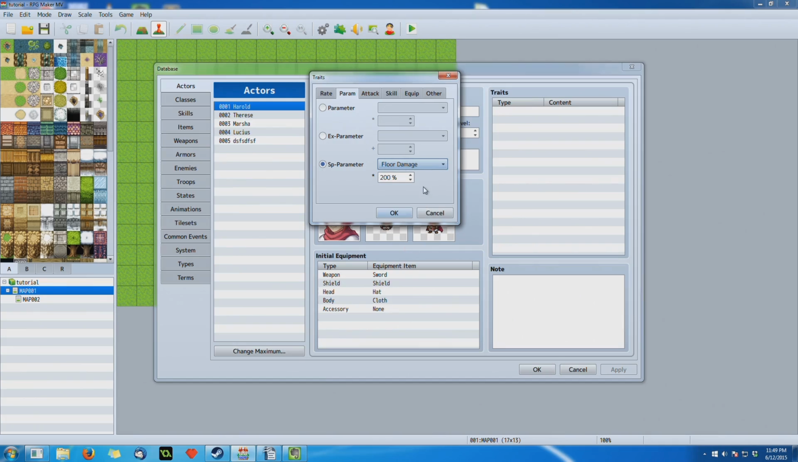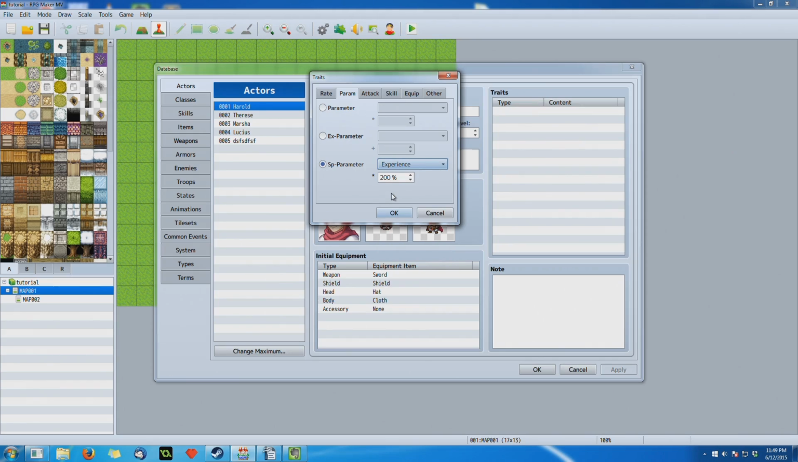Now, floor damage, obviously you know what magical damage is, but floor damage you might not know. Floor damage is tiles on the overworld. So you can set up tiles that are like spikes, and when you run over them, say you lose 5 health. With this at 200%, you would lose 10 health. So quite obvious there.